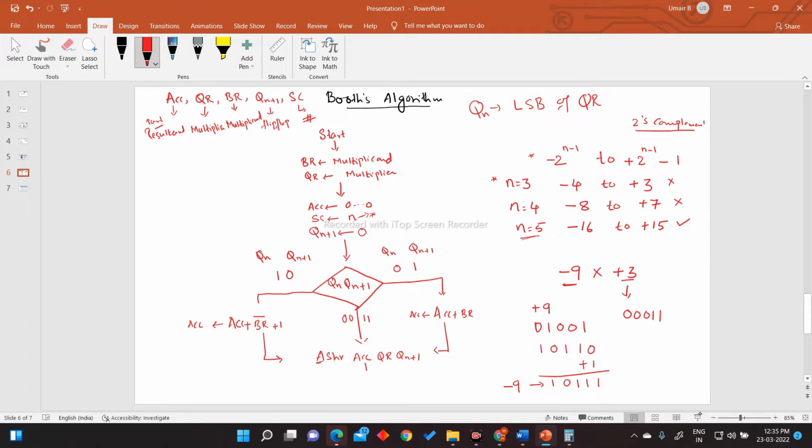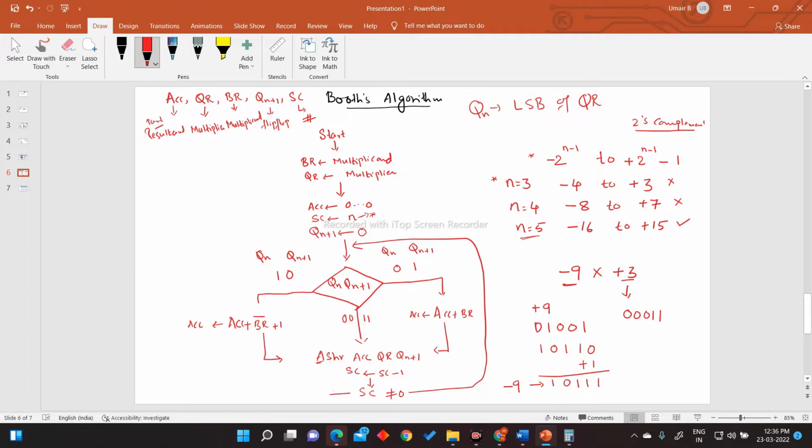And then what next do we have to do? The sequence counter needs to be decremented by 1. If the sequence counter is not equal to 0, then you have to repeat this iteration.